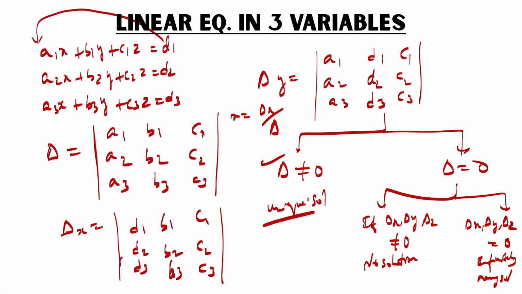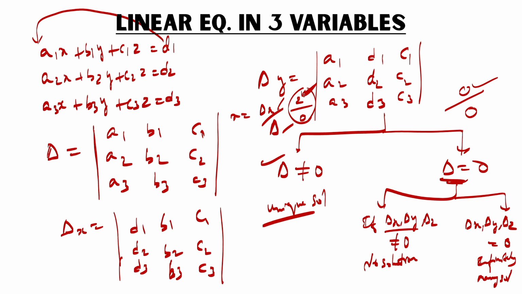If det of x, or det of y or det of z is not equal to 0, and det is equal to 0, this has some value. Let's say this is 2 and the denominator is 0, in which case we have no solution, right? 0 by 2 is equal to 0, but 2 by 0 is not defined. In case det of x is equal to 0 and det is also equal to 0, then this is undefined, so we'll have infinitely many solutions. 0 by 0, we have many solutions, infinitely many solutions.